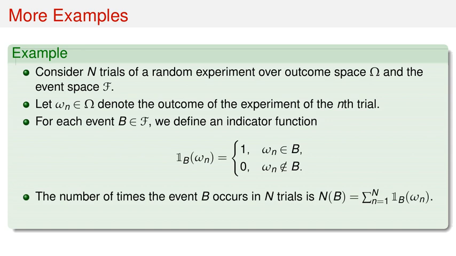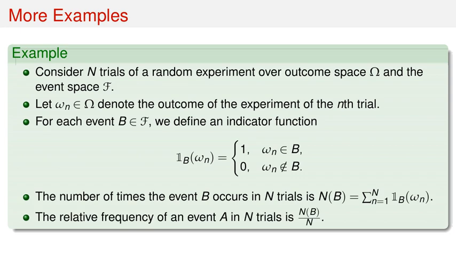Then the total number of times the event B occurs in these n trials, let's call this N of B, can be written as the sum from n equals 1 to N of indicator B of omega n. From this, the relative frequency of an event B in n trials is simply N of B divided by n.